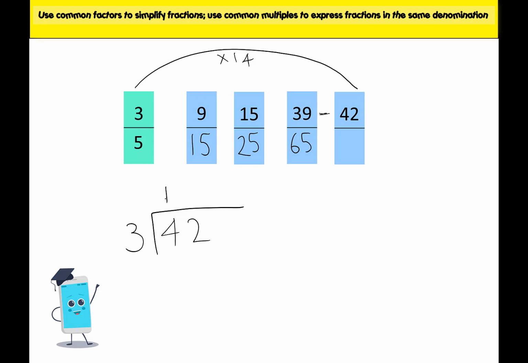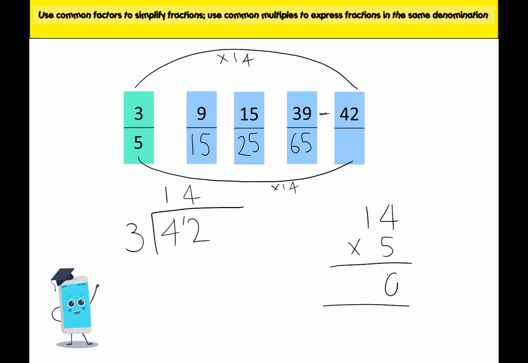3 into 4, once, with a remainder of 1. 3 into 12, 4. Okay, so I know that I also need to multiply my 5 by 14 to get to my answer. So again, you could do 14 times 10, which is 140, and then halve it, which is 70. Or you could do a written method.